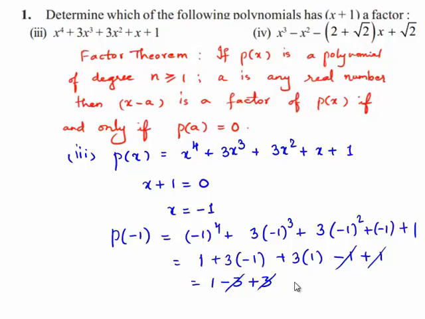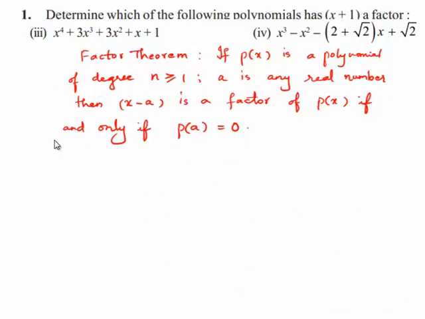Minus 3 and plus 3 cancel and this gives 1, which is not equal to 0. P of minus 1 is not equal to 0. Therefore, x plus 1 is not a factor of the given polynomial.